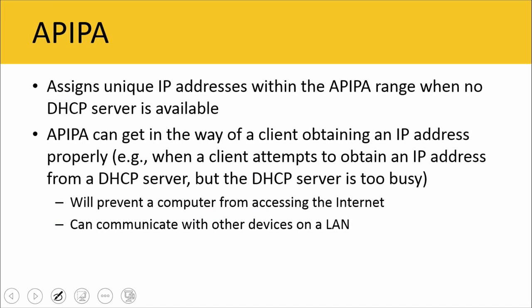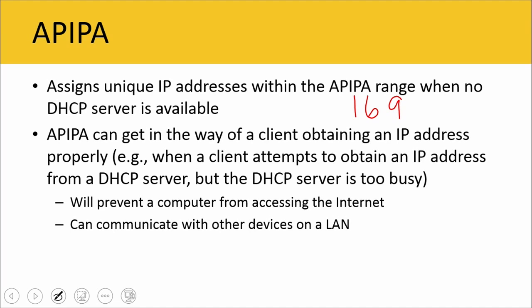All right, so we talked about APIPA a little bit earlier as well. APIPA is another networking service that makes things really nice for us. It assigns a unique IP address that starts with 169 when no DHCP server is available. APIPA, though, can cause us some troubles too, because if you have an APIPA address, a 169 address, it can make it difficult for us to obtain an IP address properly from a DHCP server sometimes, right?